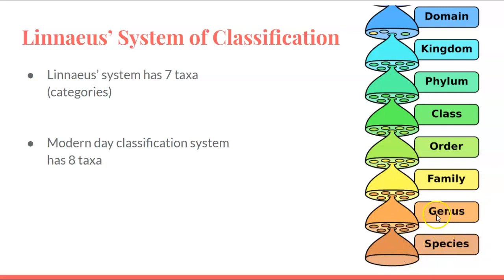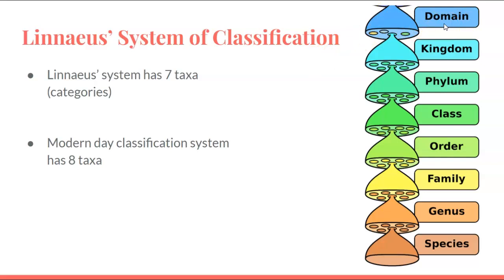And as you go back, you get more broad, right? More organisms are within a family, more organisms than that are in an order, etc., etc. Linnaeus' system stopped at kingdom, but modern day classification includes domain as well. And we're going to talk about the differences between domains and kingdoms in our next set of notes. So, going down, domain is the most broad.